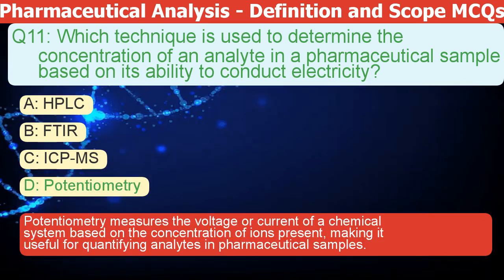The correct answer is D. Potentiometry measures the voltage or current of a chemical system based on the concentration of ions present, making it useful for quantifying analytes in pharmaceutical samples.